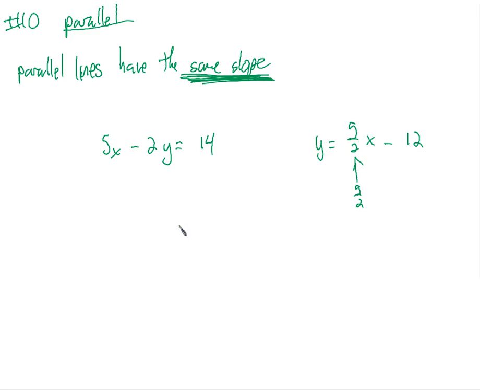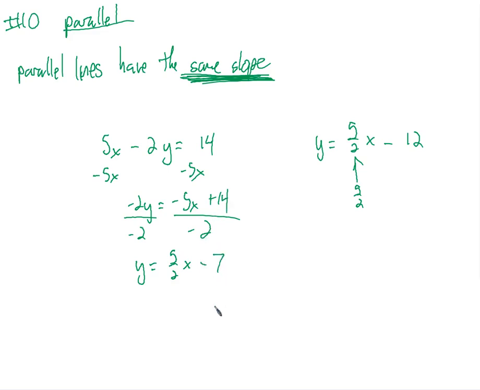And nobody tried finding two points, and that's very understandable. Most of you tried to put it in slope-intercept form. So it's just another example of putting it in slope-intercept form. Divide by negative 2 on both sides. Remember to divide both of these things by negative 2. Y equals, well, negative divided by negative is positive, so positive 5 halves times x, minus, because that's 14 divided by negative 2, minus 7. So, yes, they have the same slope, so they are parallel.